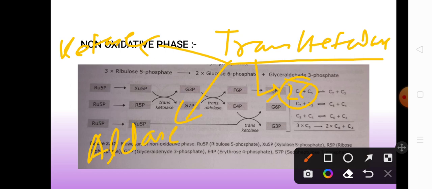monosaccharide, an aldose. In the case of transaldolase, a similar thing occurs, but it will transfer a 3-carbon containing molecule. I hope you can understand. So transketolase transfers a 2-carbon containing molecule, and transaldolase transfers a 3-carbon containing molecule.